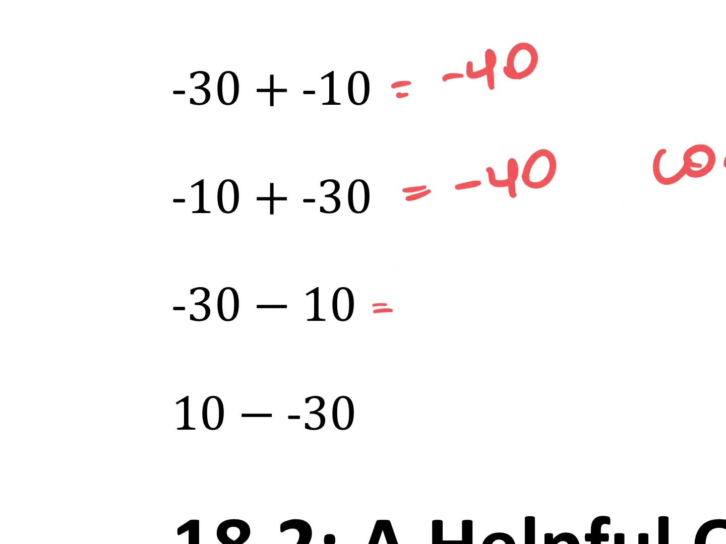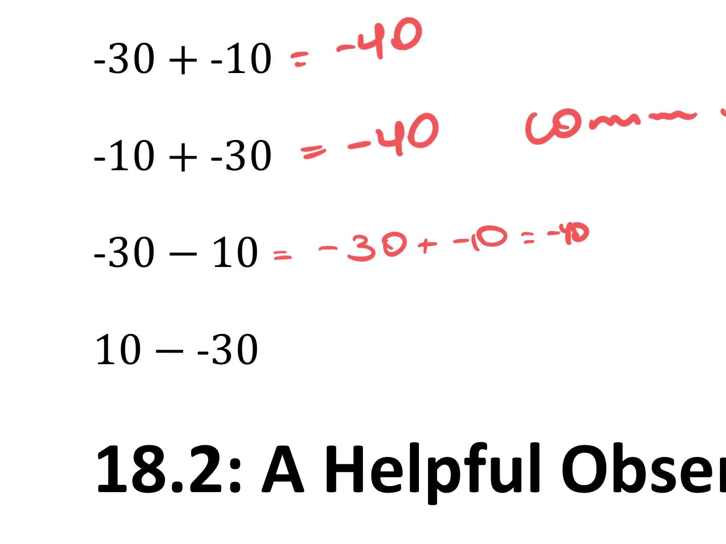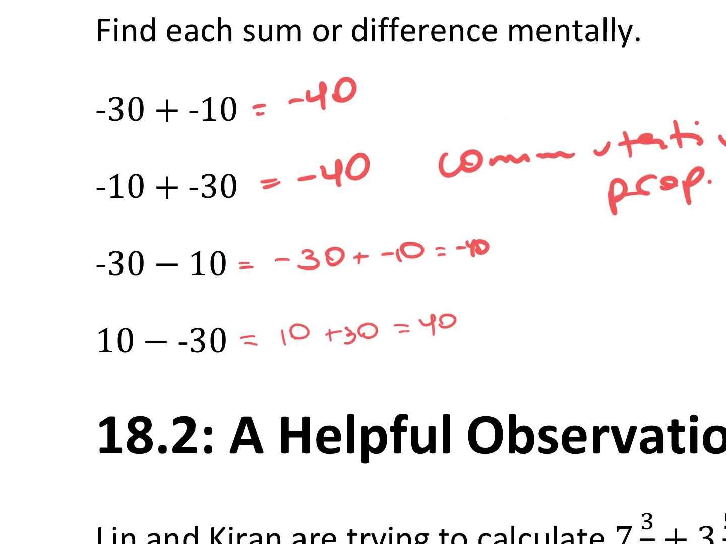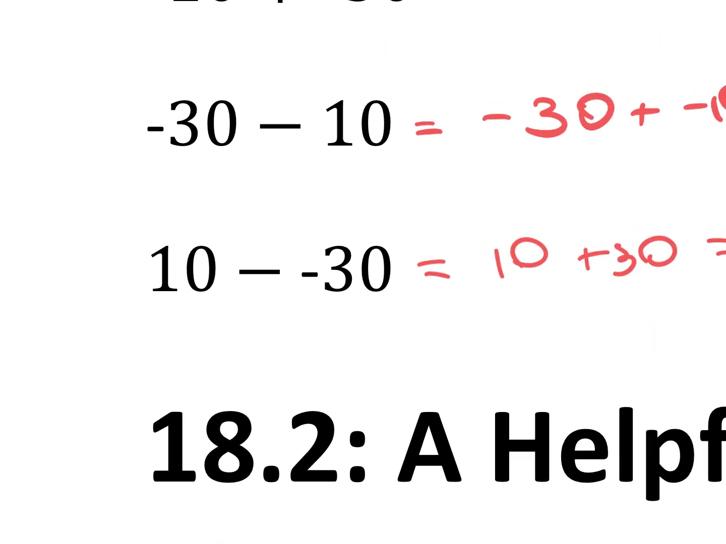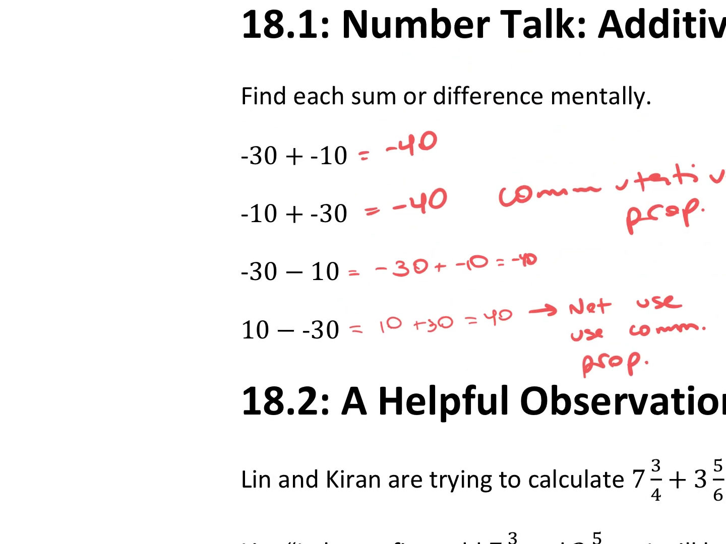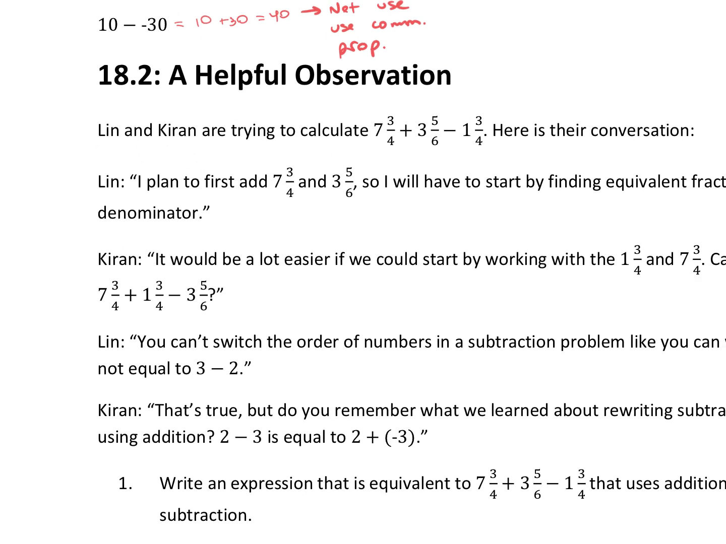For this one, in my head, I'm thinking that this is negative 30 plus negative 10, which is negative 40. And then this one, I'm thinking it's 10 plus 30, which is 40. Now, the key thing I want to point out here is that you cannot use the commutative property, because the commutative property only works with addition or multiplication, and since this is a subtraction problem, we cannot utilize it. So those are just some key ideas for that first activity. Let's move on to the next activity.